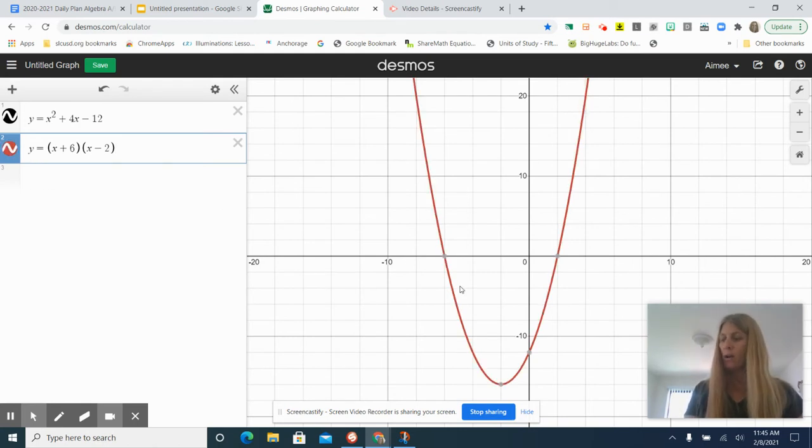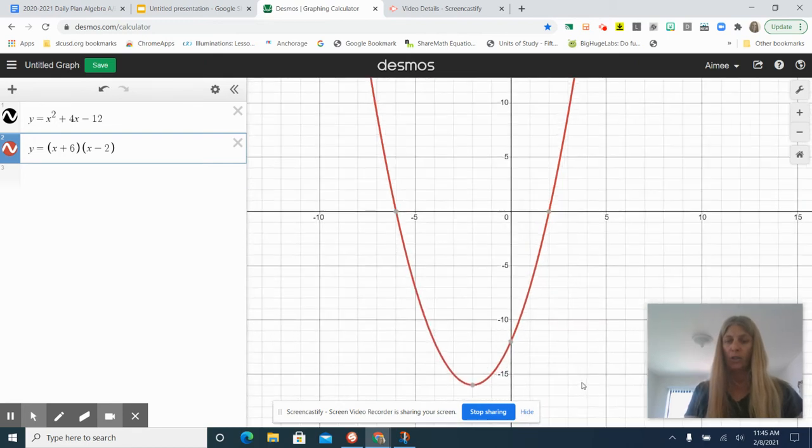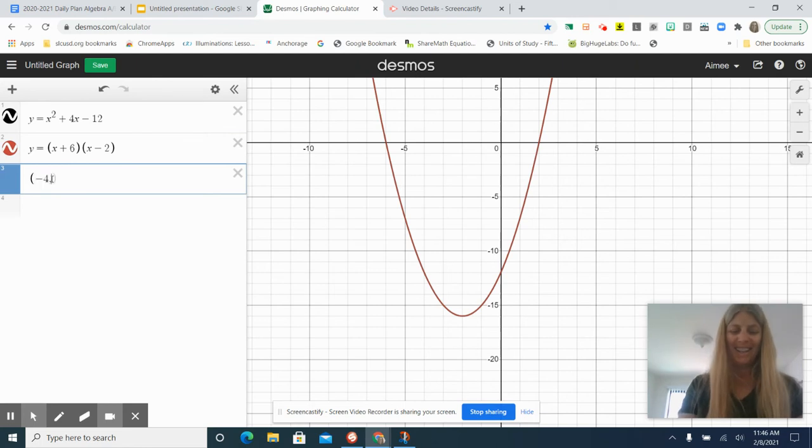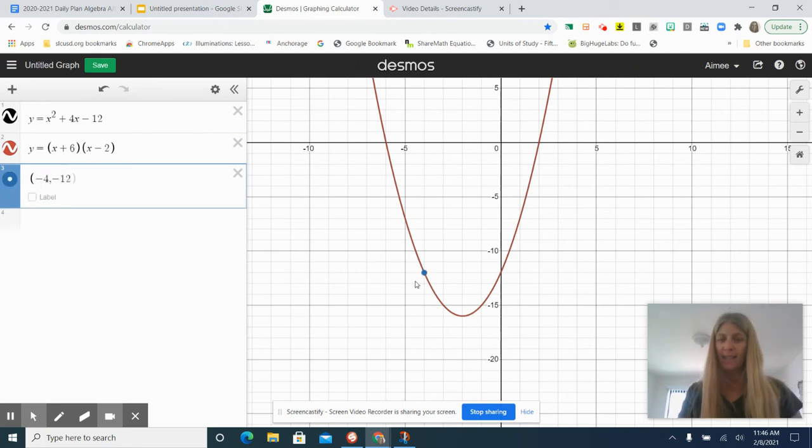And now I'm just going to click on those positions to see if I was correct. So I have an x-intercept of 2, an x-intercept of negative 6, a vertex of negative 2, negative 16, and a y-intercept of negative 12. Then we have my bonus point that we did right here as well, which was negative 4, negative 12. I can just type it in over here. And as you can see, that's my extra bonus point on that line.